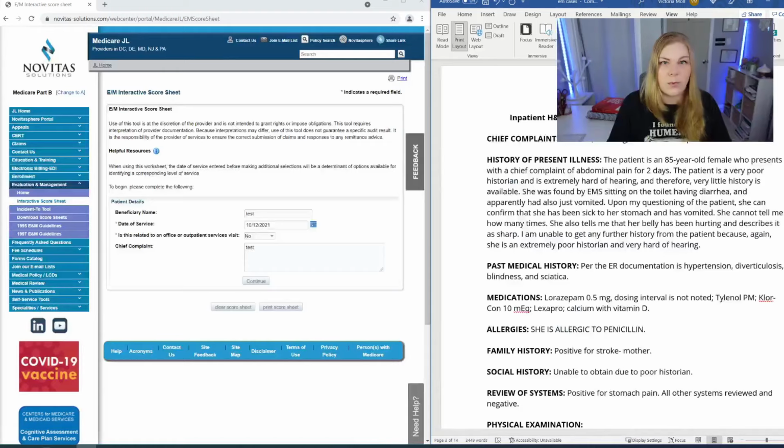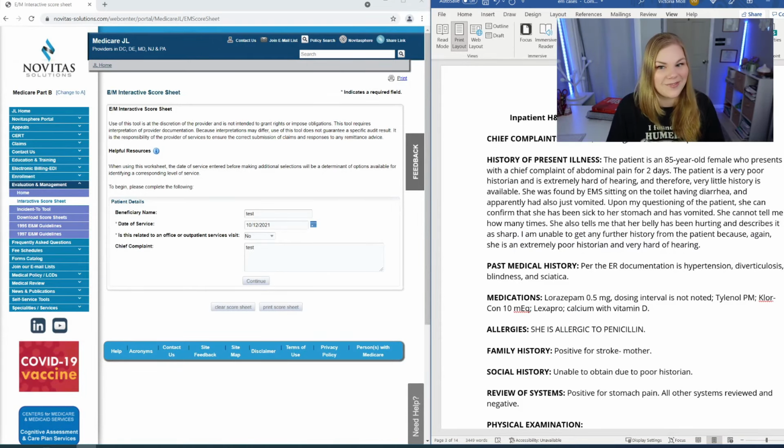And today I'm actually going to use the Novitas interactive score sheet. So Novitas is my local Medicare area contractor. You may have a different one in your area, but I find their interactive score sheet very helpful, especially as you're starting out. I'm going to link the interactive score sheet below, and I'm going to give you a link to the cases so that you can follow along. But I think this format will make it just a little bit easier to see exactly what I'm doing as we're going through.